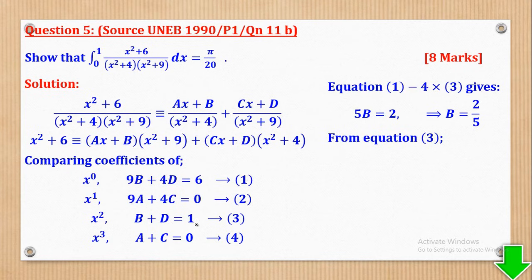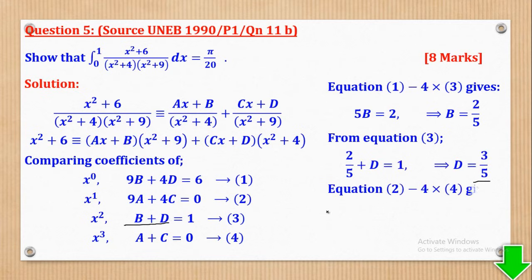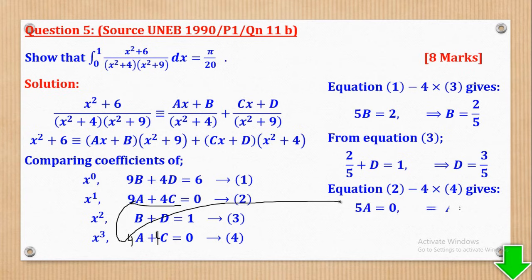Now from equation 3, I've got b, so I can get the value of d, and d will be 3 over 5. Then equation 2 minus 4 times equation 4. So this is equation 2, and this is equation 4, so 4 by this gives you 4 here, and 4 here, and here remains 0. So this minus this gives you 5a, and then 4c minus 4c gives you 0. Therefore a will be 0.